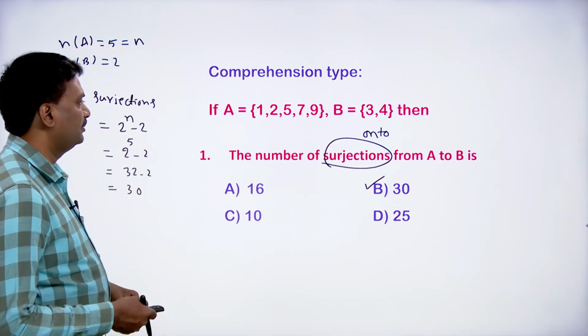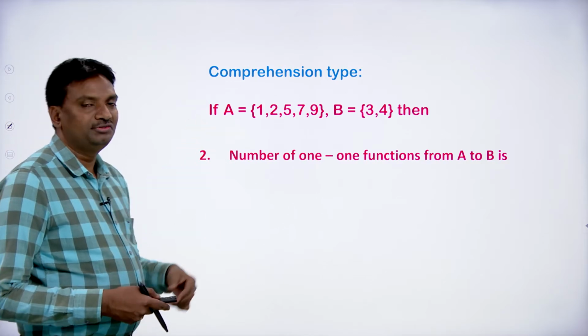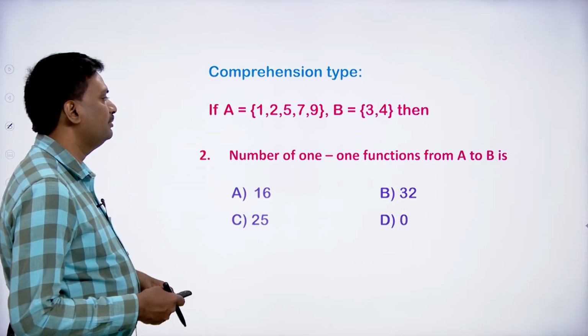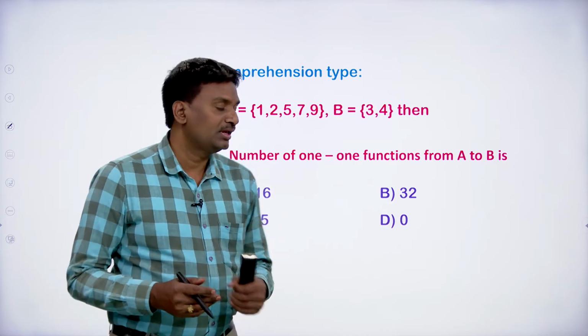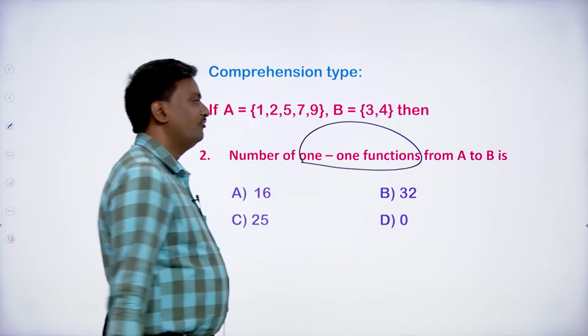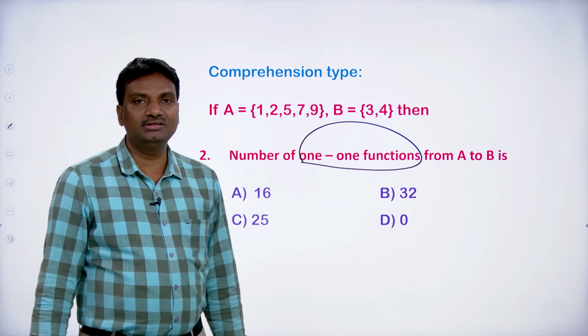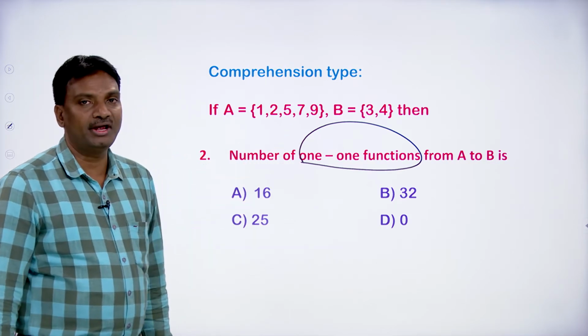Let us go to the next problem. So the passage is same for all questions. Here the question is given as number of 1, 1 functions from A to B. Number of 1, 1 functions or injections from A to B. 1, 1 function is also known as injection. So number of 1, 1 functions from A to B.